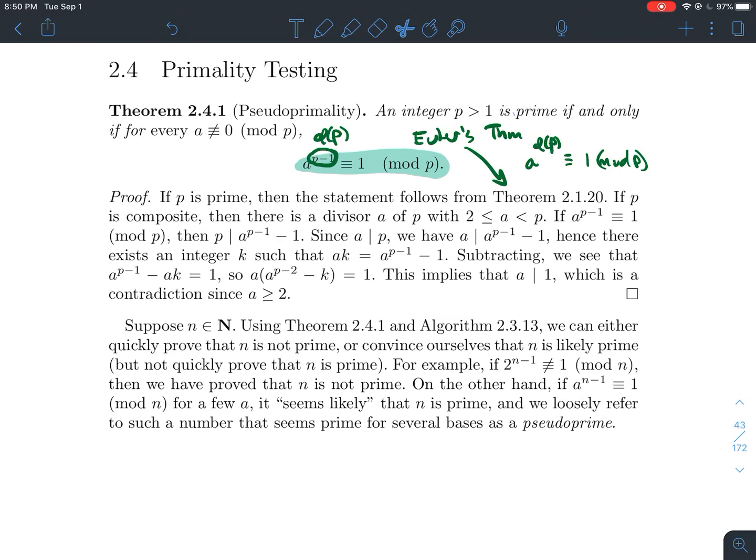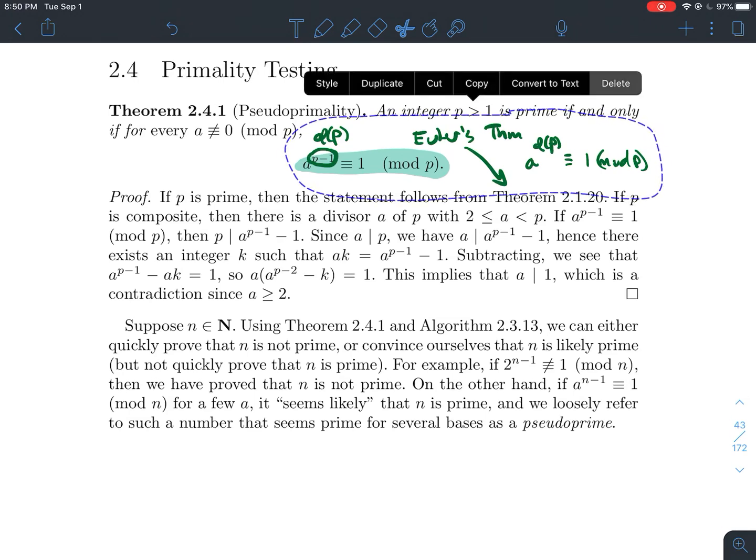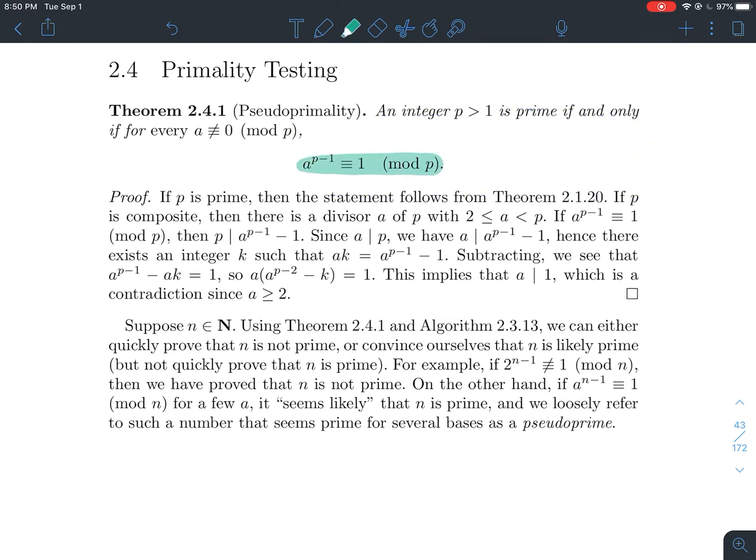Now for the other direction, we want to prove q implies p. In other words, if this holds, then p is prime. What we're actually going to do is the contrapositive. Let's suppose p is not prime. Then p is composite, and that means p has some divisor, we'll call it a, and a should be bigger than or equal to 2 and strictly less than p. So I want something that's not equal to p itself.